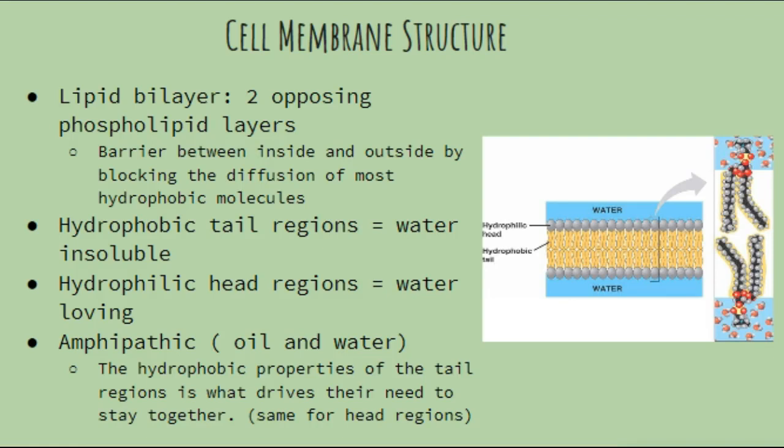So the lipid bilayer is a barrier between the inside and the outside of the cell, and it works by blocking the diffusion of most hydrophilic molecules. So the hydrophobic regions of the phospholipids are the tail regions, which are found in the middle of the membrane, and those are the water-insoluble regions. The hydrophilic head regions of the phospholipids are water-loving regions, which are seen by the purple circles.